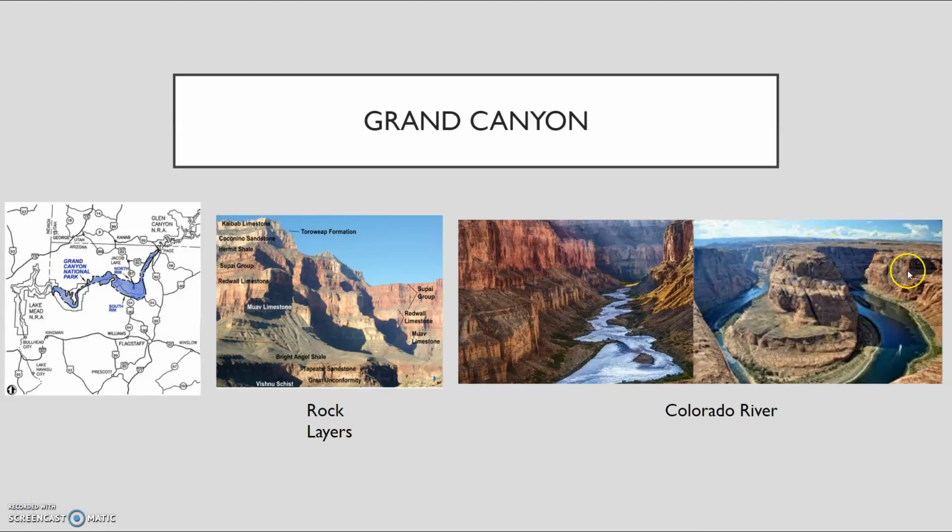So as you can see, it looks like these rocks were once touching, and throughout the years, the Colorado River has slowly gone through them. Here's another angle of the Colorado River going through the Grand Canyon as well.